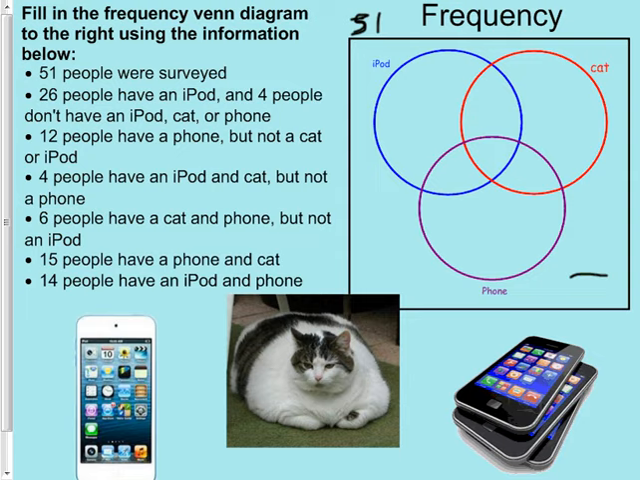Then, as soon as they said 26 have an iPod, do you get how a lot of people go like this, 26 iPod? And that's wrong, because the whole thing together adds up to 26. So I'm going to put it right underneath iPod. And then I'm hoping later they'll tell me more info, which they will, so that I can figure out that this and this and this and this and this all add up to 26.